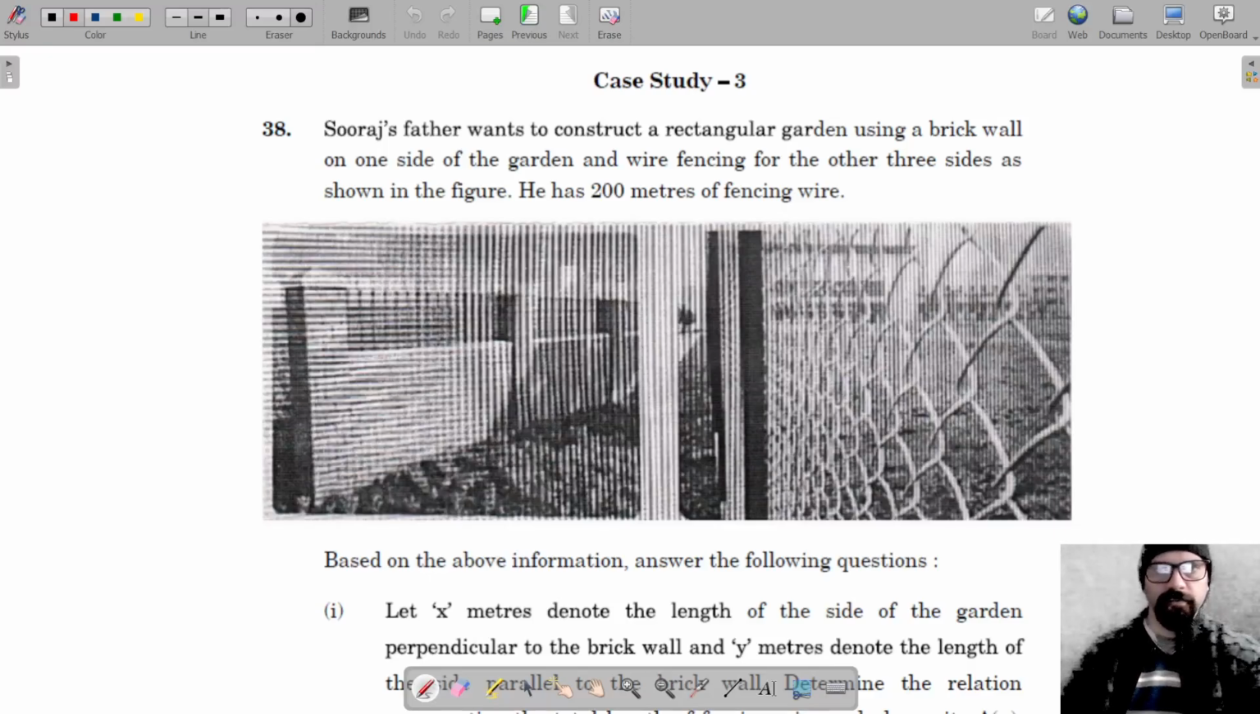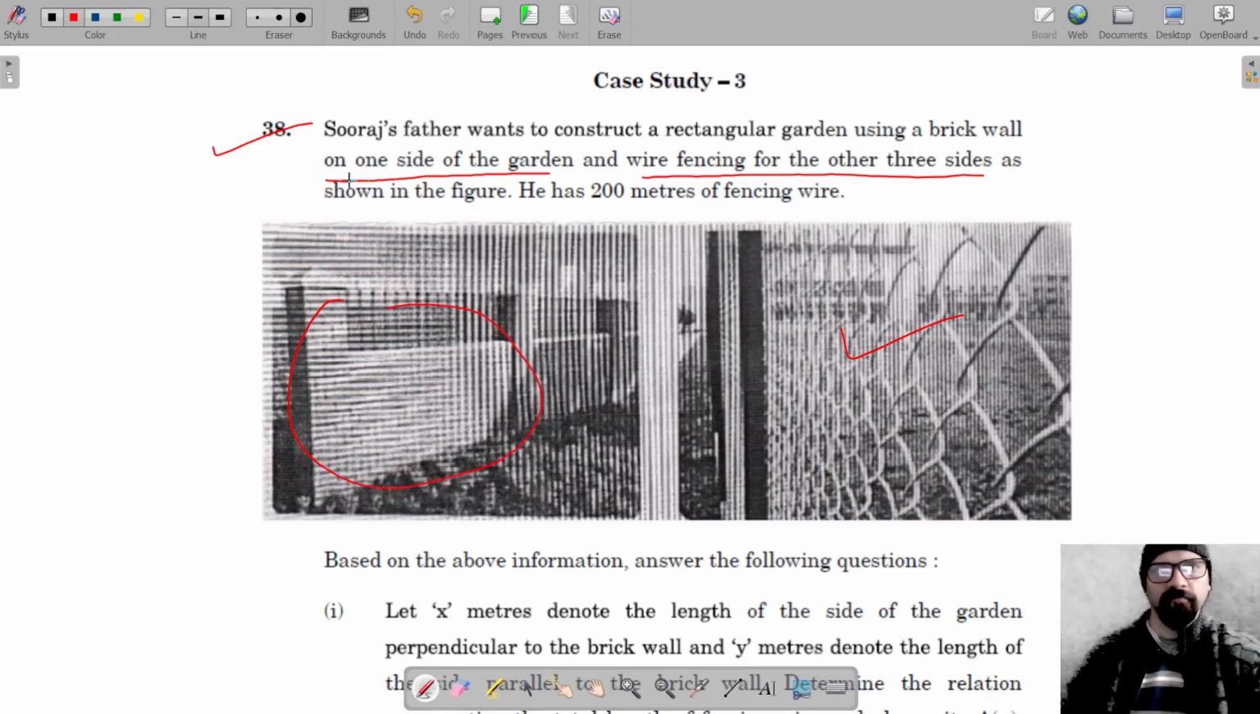Okay, for question number 38, it's given that Suraj's father wants to construct a rectangular garden using a brick wall on one side of the garden, and wire fencing for the other three sides. So this is the wire fencing, and this is the brick wall.